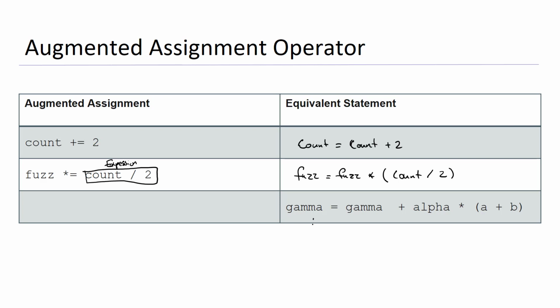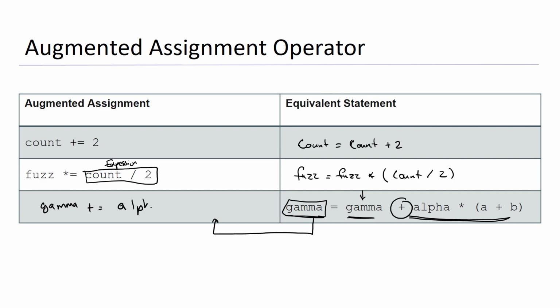And if you have this long statement and you want to convert it to an augmented assignment, you take the variable name that you want to update, because what I'm doing is taking the old value and adding to it everything in here. So the way you do this is the following. Gamma, and the operator in this case is a plus, so that's plus equal alpha multiply a plus b.